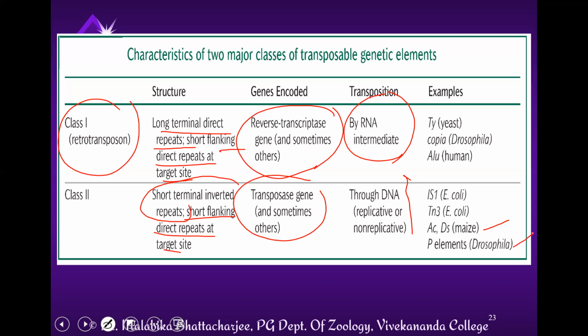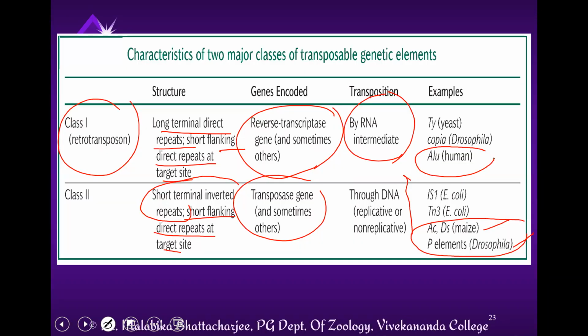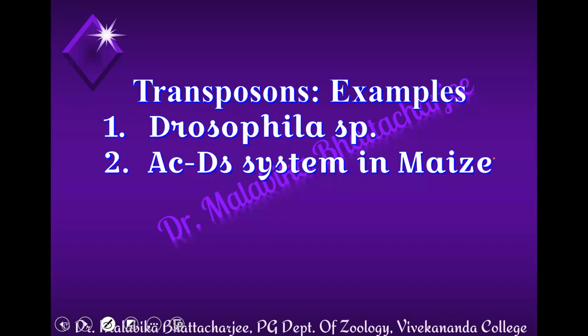So when we are entering into the example part, we will be studying these two examples, and we'll also be studying the example of ALU. So this is a summary of the two broader categories of the transposable elements, known as class 1 elements, which move through an RNA intermediate, and class 2 elements, which move via the mobile DNA sequences. So as I said, we'll be studying some examples. One is in Drosophila. We'll be studying the P element in Drosophila and the Ac/Ds system in maize. Just to recapitulate, remember, both are class 2 transposons.